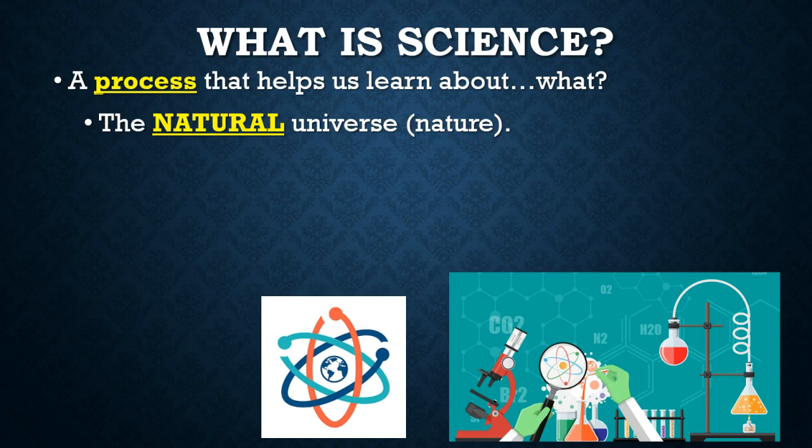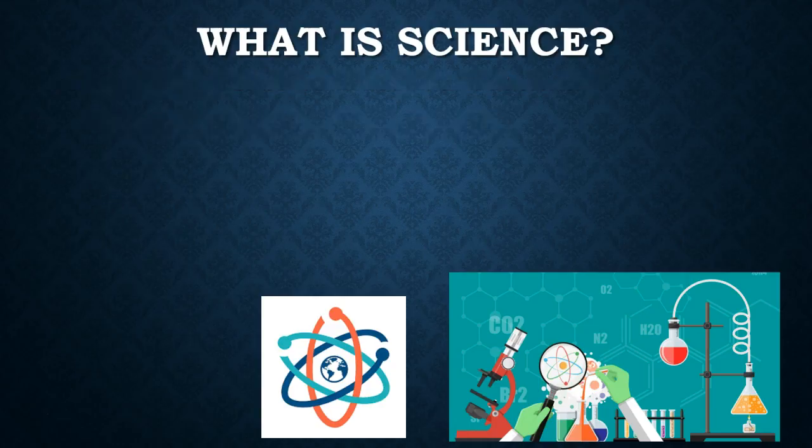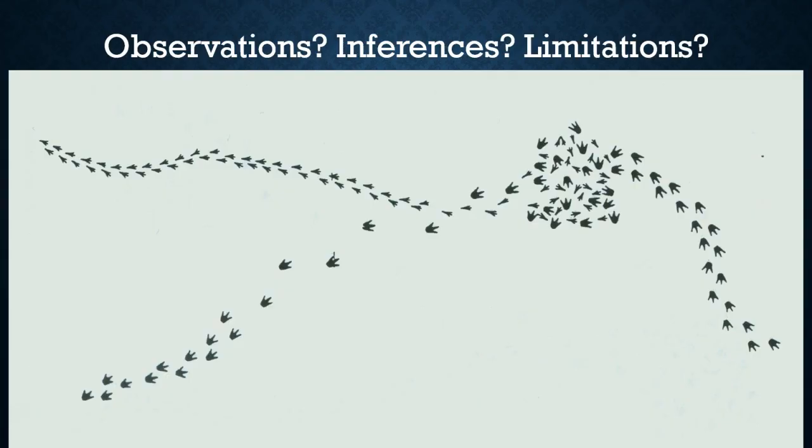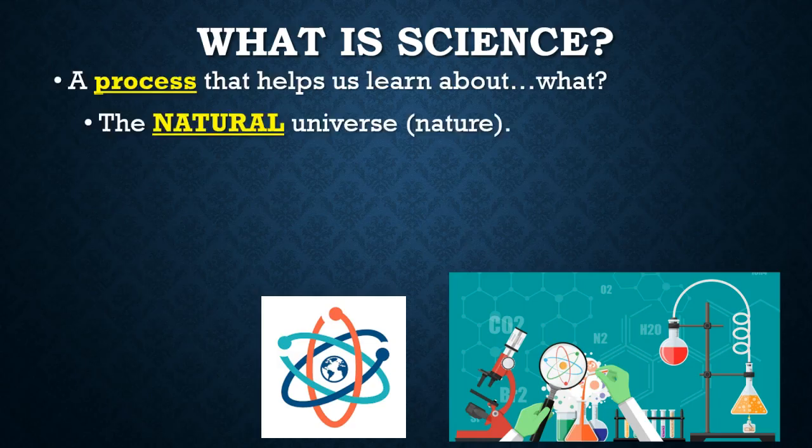So science is, first of all, a process. It's a process that we go through to help us learn about what our observations are. And in a small way, we kind of went through that process in this small example here.